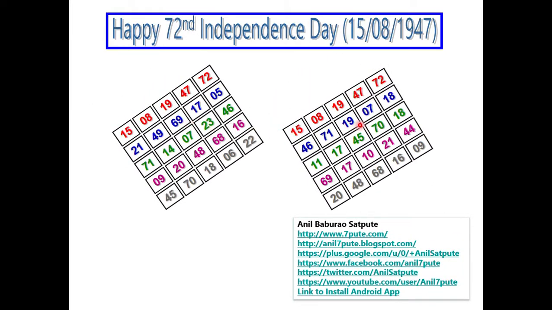Two different types of magic squares are prepared for the 72nd Independence Day. Here there are 5 rows and 5 columns for these two magic squares. The first 4 numbers are the date of independence, that is 15th August 1947, and the number 72 indicates that this is the 72nd Independence Day this year.